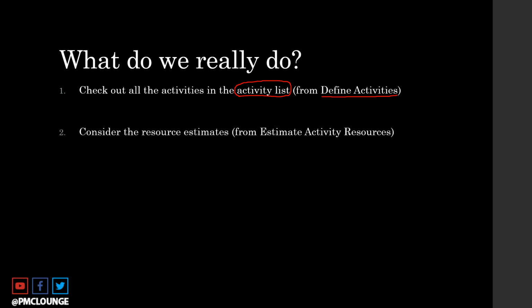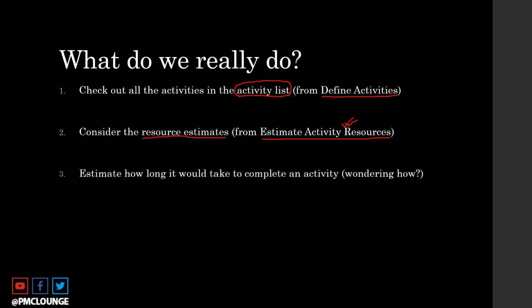Secondly, we consider the resource estimates. So this is the output from the estimate activity resources process. Remember, I just told you in the previous slide that you need to remember the estimate activity resources process for continuing with this process, because most of the outputs of that process are inputs to this one. So resource estimate is one of the outputs of the estimate activity resources process, which is used in the estimate activity durations process.